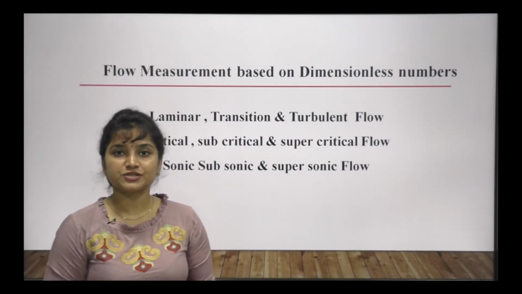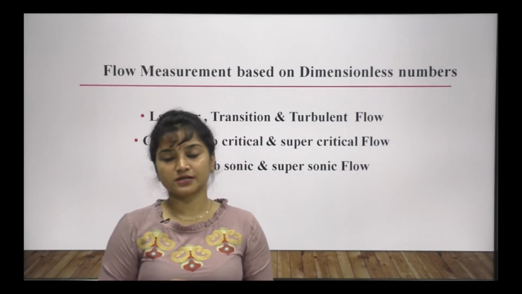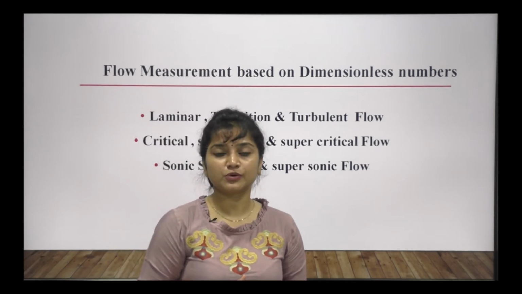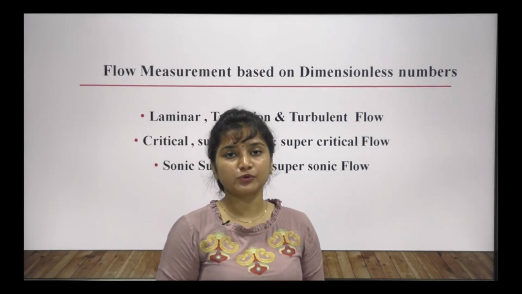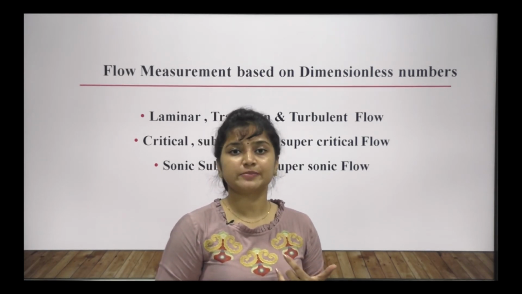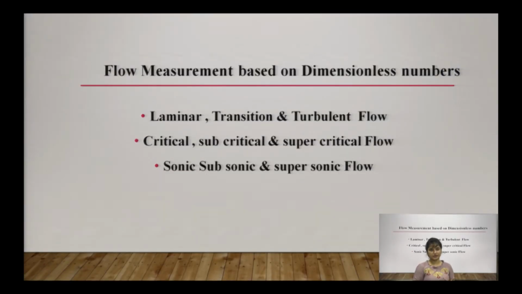Coming to the flow measurements based on the dimensionless number, till now we have covered six types of flow: steady flow, unsteady flow, uniform, then one dimensional, two dimensional, three dimensional, rotational or irrotational, and compressible and incompressible. Now, there are a few categories of types of flow which are dependent on dimensionless numbers. So, before considering the categories based on dimensionless numbers, let us go through what dimensionless numbers are.